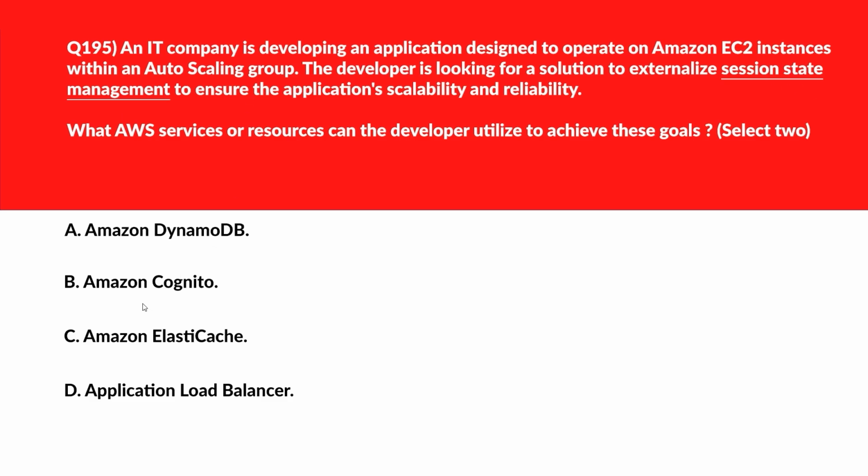We'll move to B. B says Amazon Cognito. Cognito is designed for user authentication and access control, not session state management, which is what we require. B is wrong. Let's move to C. C says Amazon ElastiCache. ElastiCache provides in-memory storage for session state, allowing quick retrieval and efficient management. This looks good. We'll keep it.